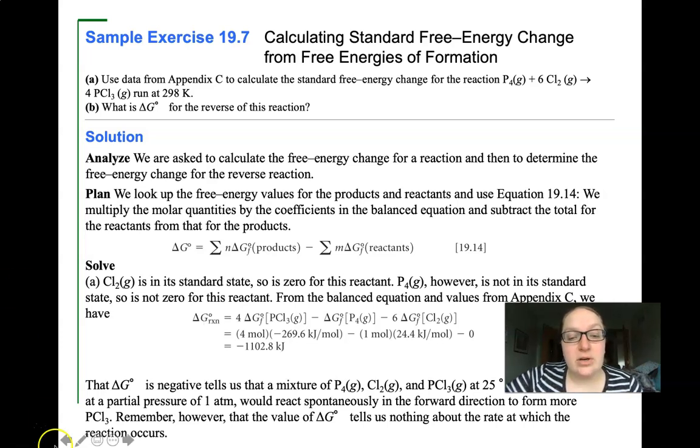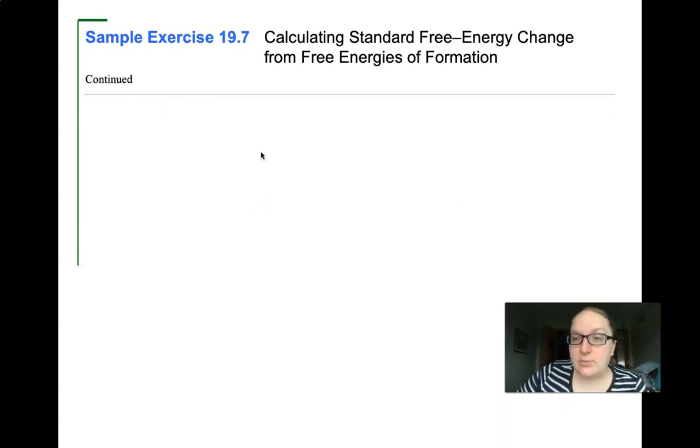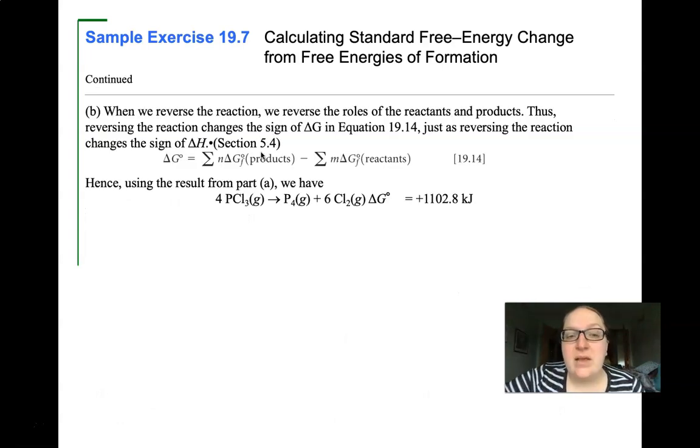The second part of the question, B, says, what is delta G naught for the reverse of the reaction? So we're going to flip the reaction, and we're going to do the same calculation. We take those values and flip them around, and what we end up seeing is just the positive version of the one we just calculated. So we're going to get positive 1102.8 kilojoules.